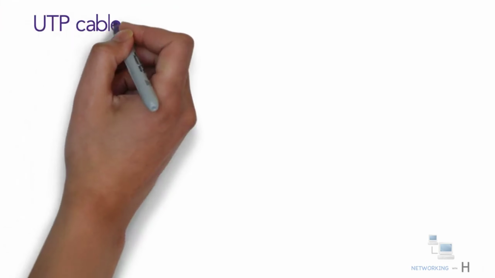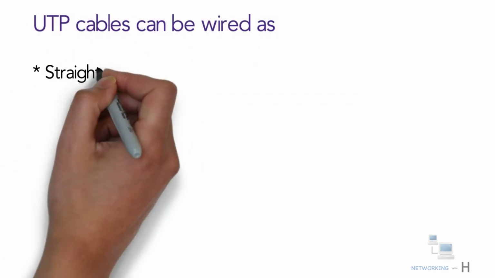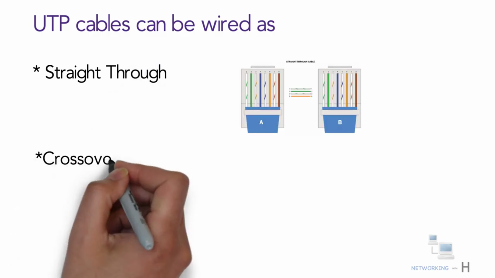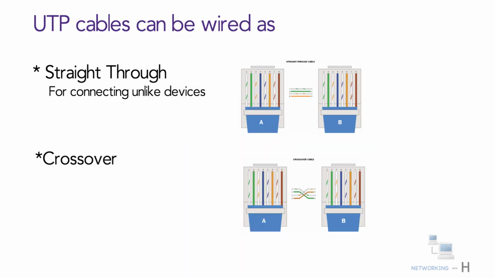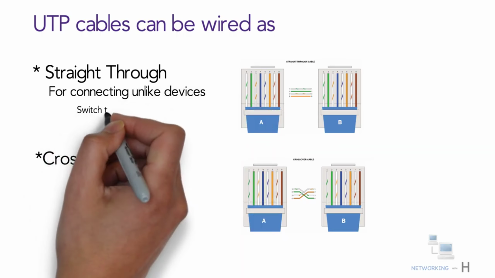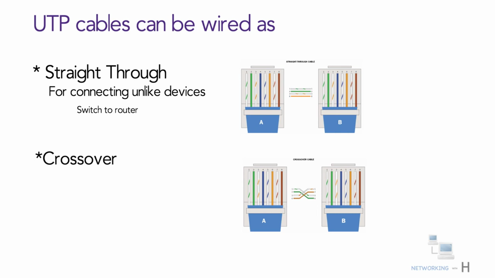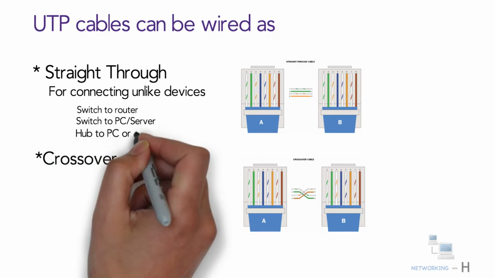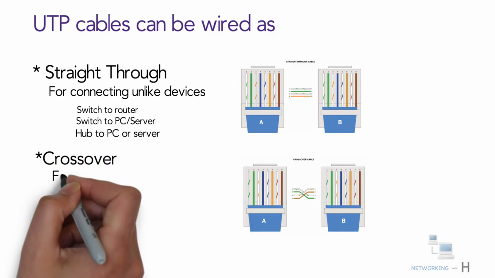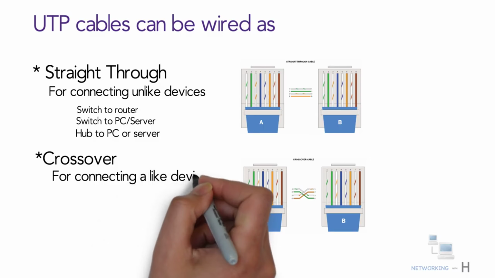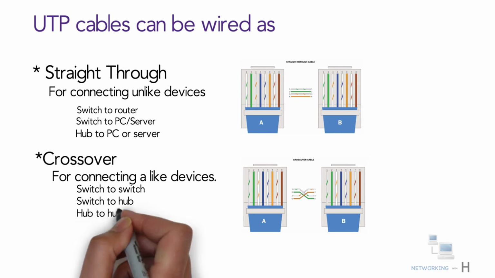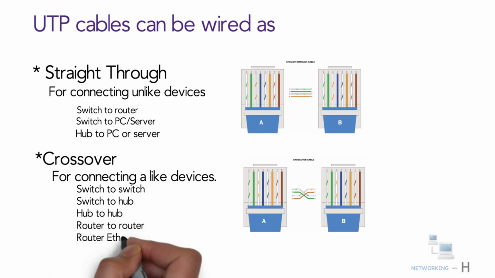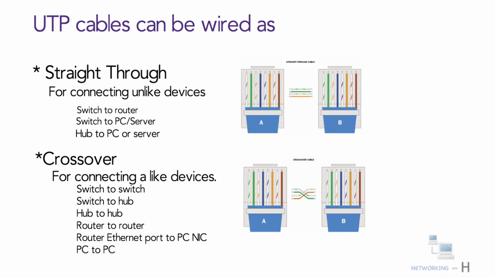UTP cables can be wired as straight through or crossover. Straight through cables are primarily used for connecting unlike devices, such as switch to router, switch to PC or server, hub to PC or server. And crossover cables are used for connecting alike devices, such as switch to switch, hub to hub, router to router, router Ethernet port to PC NIC, PC to PC.